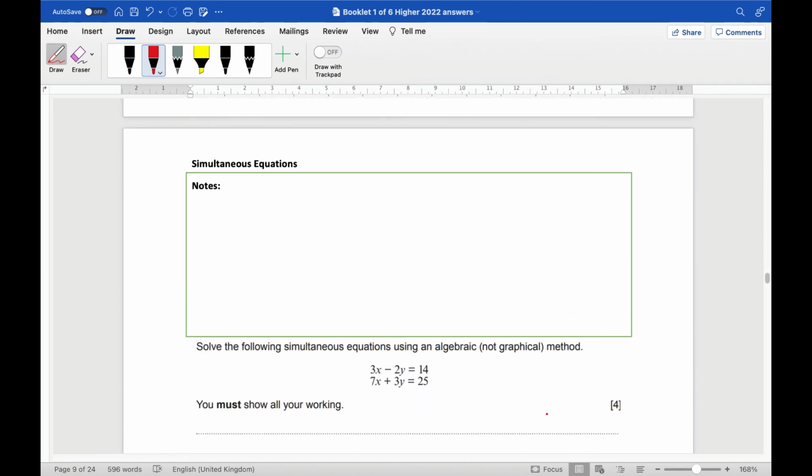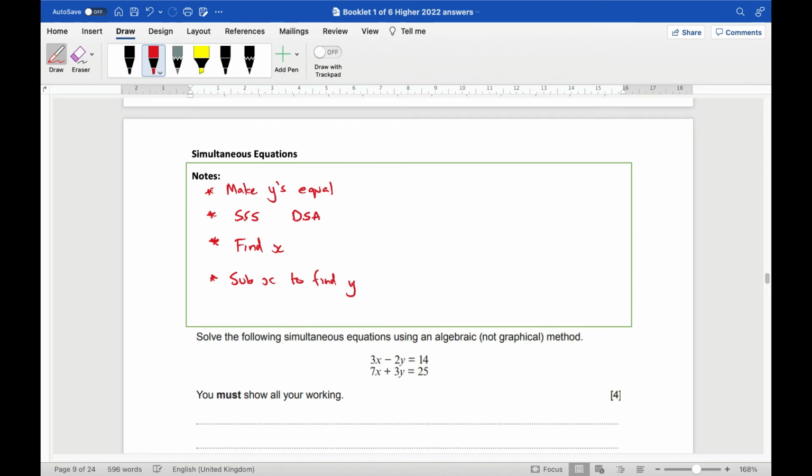Simultaneous equations, beautiful. Here we go. In this one, guys, the main thing here is the notes of this. Make the y's equal, and then same sign subtract or different signs add, and then find x, and then the bit some people miss out sometimes, this bit: substitute x to find y. Let's just go through that, okay?